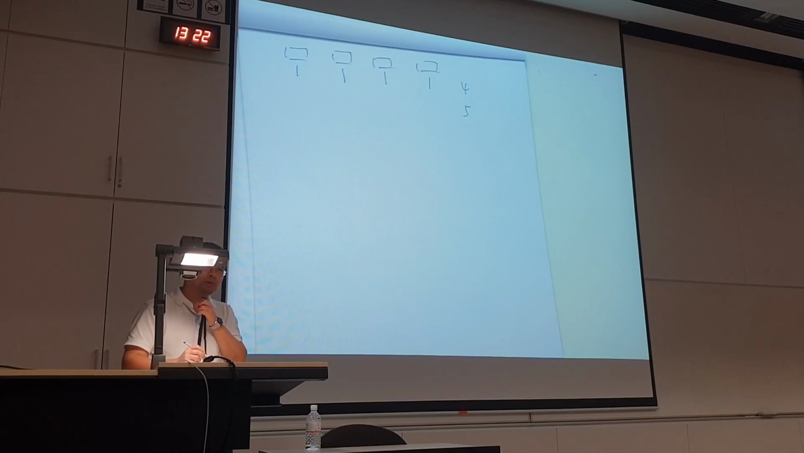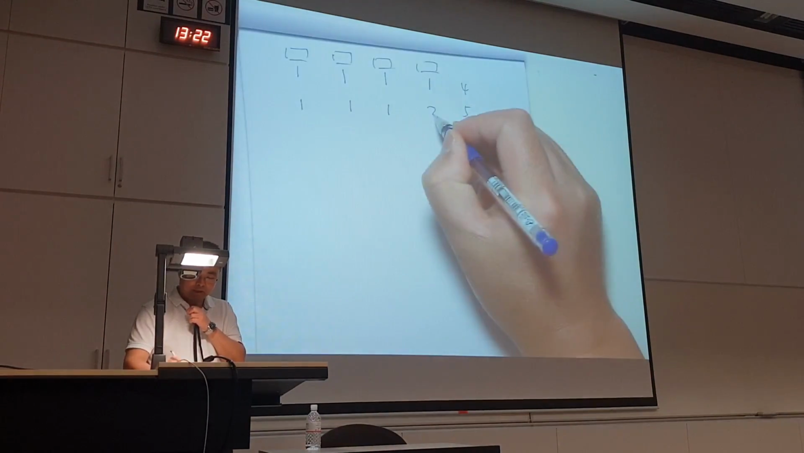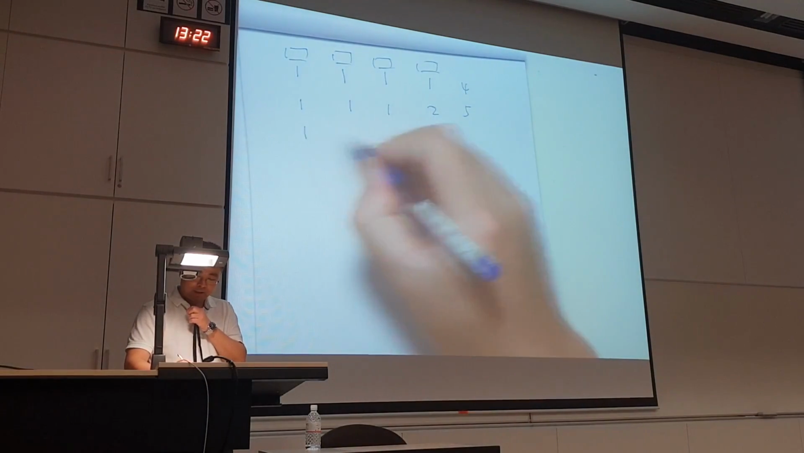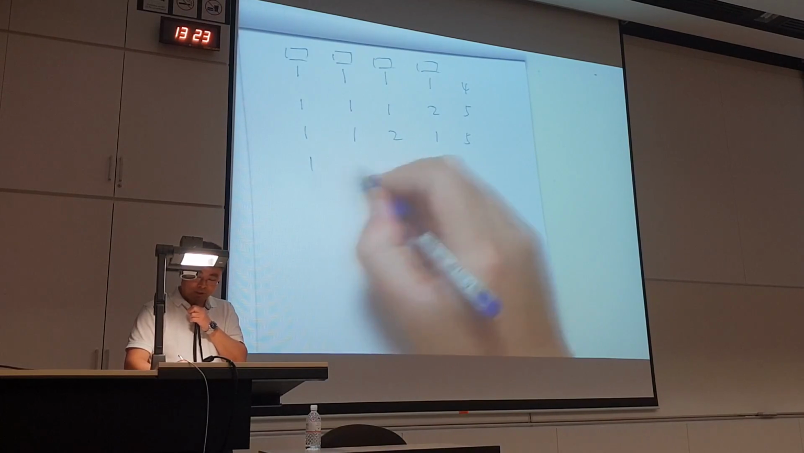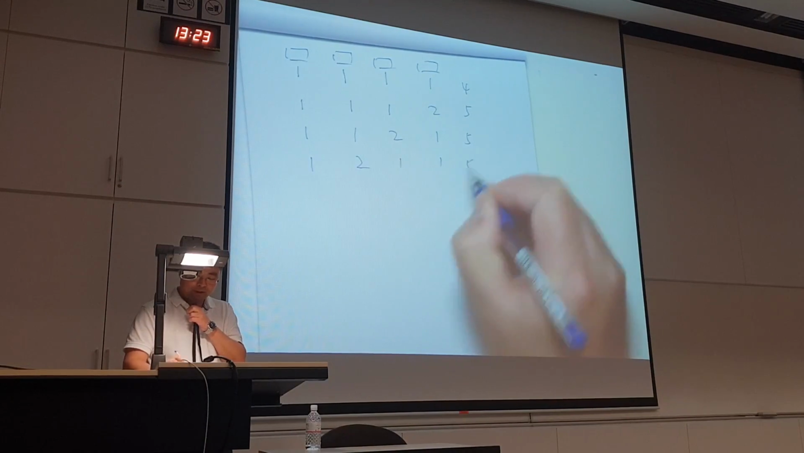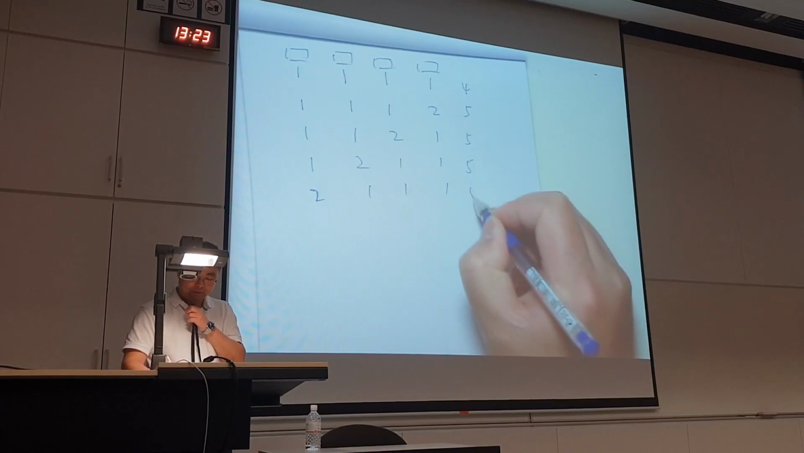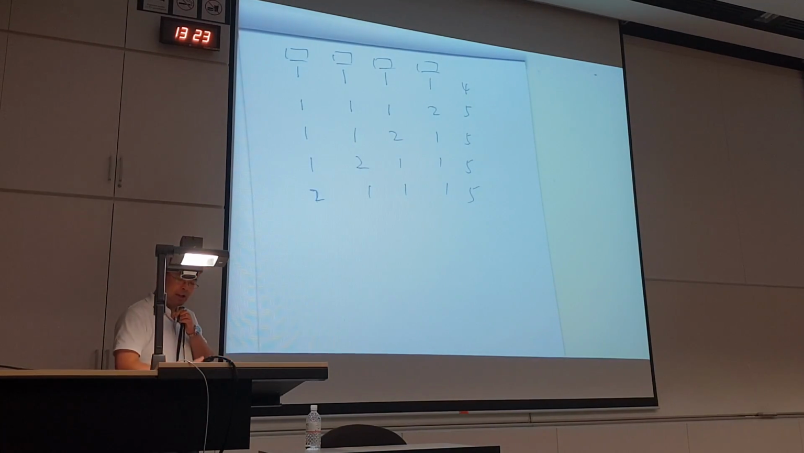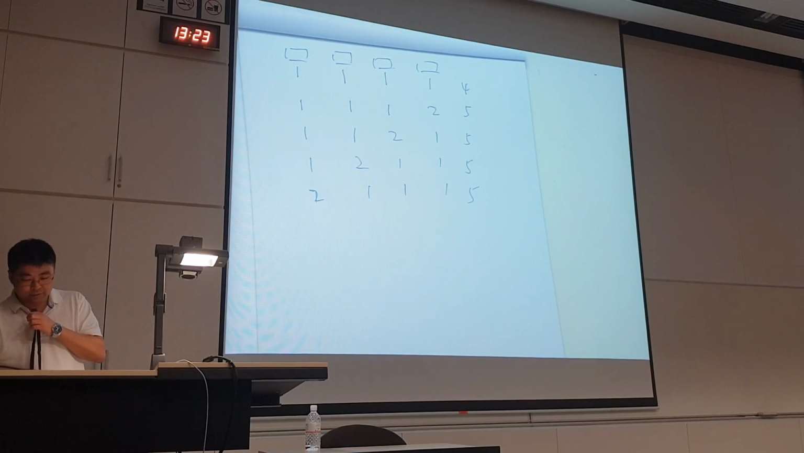But there are different situations. You may need 1 hash here, 1 here, 1 here, 2 here. Or 1, 1, 2, 1. It's also 5 hashes. Or 1, 2, 1, 1, also 5 hashes. Or 2, 1, 1, 1, also 5 hashes. So if you perform 5 hashes, you have 4 possible cases. That's why 4 hashes have only 1 case, but 5 hashes have 4 cases.